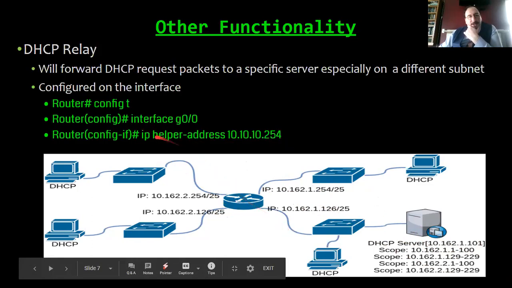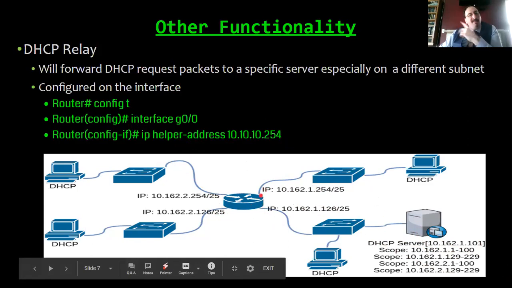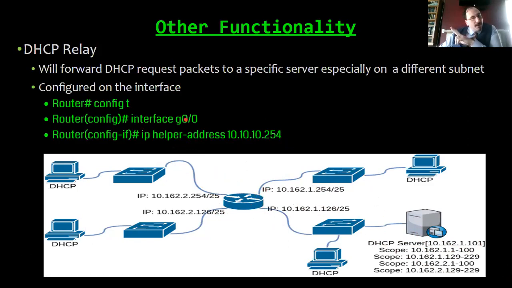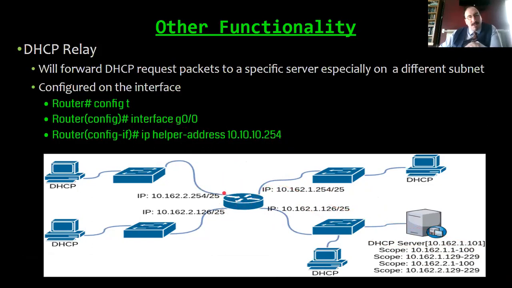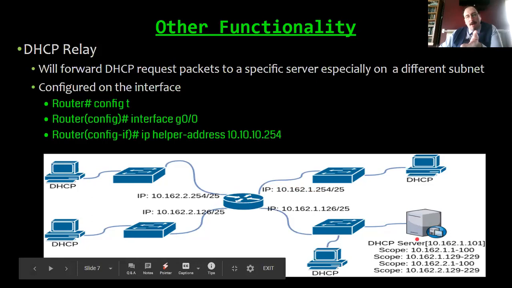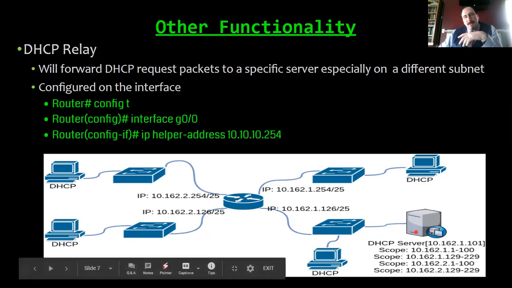So ideally, on every interface that I wanted to listen for broadcasts, I go into the interface and type ip helper-address and then the address. So in this case, I'd actually put 10.162.1.101. And what that says is, hey, this particular interface, if this was gigabit 0/0, if it saw a broadcast, it would say, hey, this is a DHCP request. Let me forward it off to that IP address. Being a router, it can forward off to an IP address.